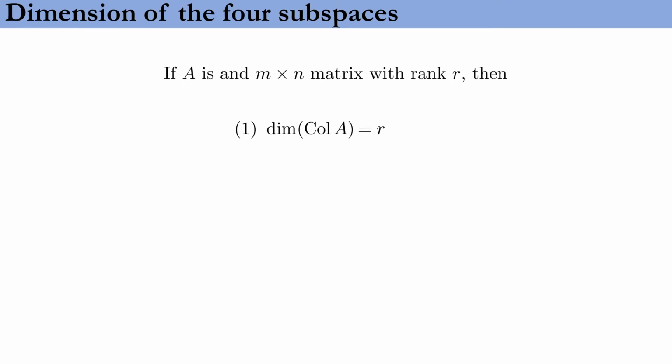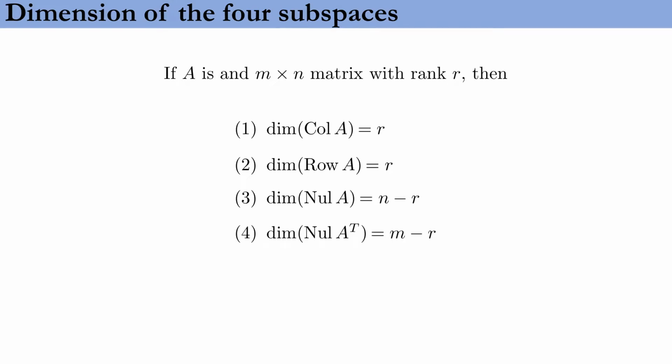We can also talk about the dimension of these four subspaces. For example, if we have a matrix A, which is m by n, with rank r, then the dimension of the column space is simply equal to r. Similarly, the dimension of the row space is also the rank r. Whereas the dimension of the null space of A is n minus r. This is in reference to the number of free columns. There is a total of n columns and a total of r pivot columns, meaning n minus r free columns, which means that the dimension of the null space is n minus r.